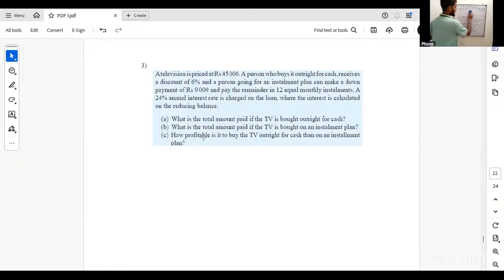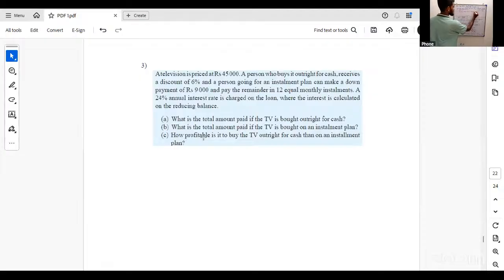Now the last part, C part. They say, but how profitable is it to buy the TV outright for cash than on installment plan? So how much is the price of the TV when he buys it in cash? We saw it was 2,500 as I can remember. 42,300, right? 42,300, yeah, 42,300.